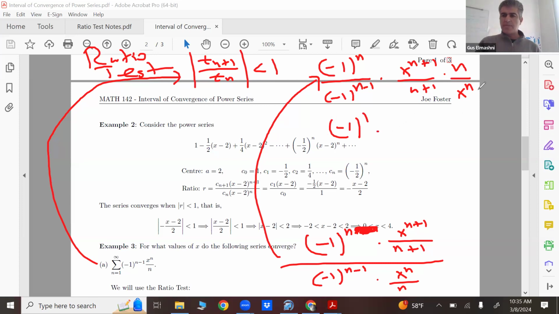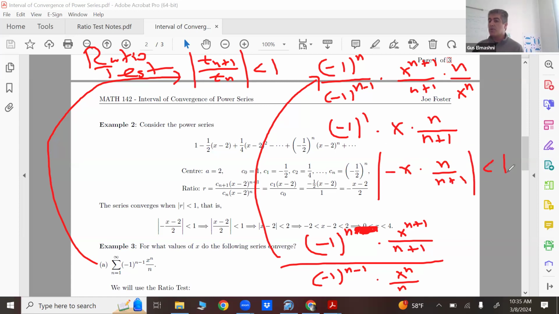And we have x to the n plus 1 over x to the n. What does that become? Just x times n over n plus 1. Or, in essence, you get -x times n over n plus 1. And that absolute value has to be less than 1. So again, we're trying to force the issue here.